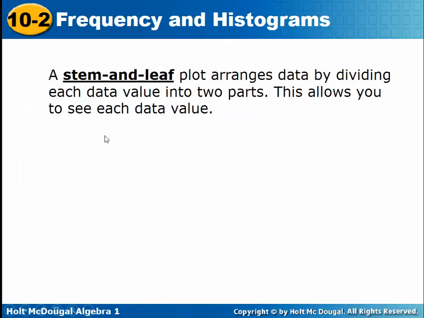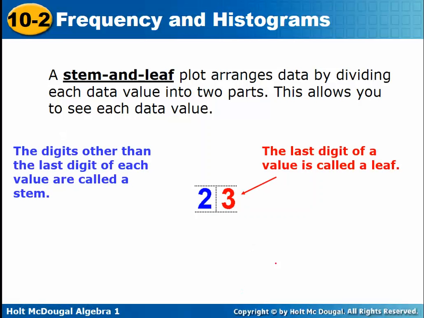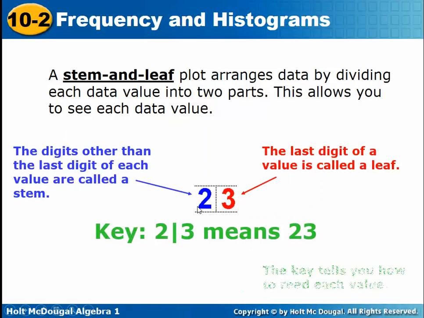They are a way to arrange data by dividing each data value into two parts. So we'll divide each data value into a stem and into a leaf. The last digit is called the leaf, and the remaining digits, the first one or two or even three digits, are called the stem. When we do a stem and leaf plot, we have to have a key because that tells us how to read each value. Like this key would say that 2, 3 means 23.